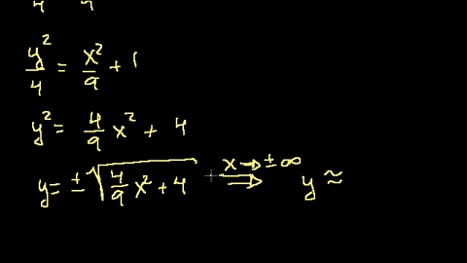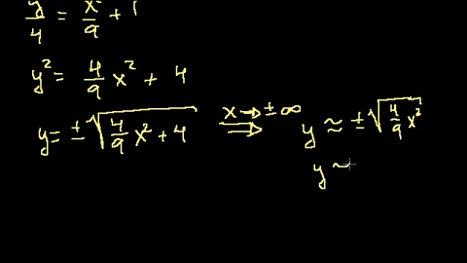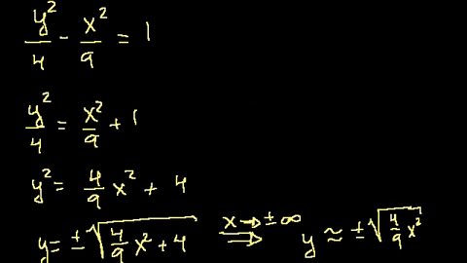So as you approach positive or negative infinity, this equation is approximately equal to plus or minus the square root of 4 over 9 x squared. And so y would be approximately equal to plus or minus, the square root of 4/9 is 2 over 3, right? Square root of 4 over square root of 9, times x. So these are the asymptotes. There's two lines here. There's y is equal to 2/3 x, and then there's y is equal to minus 2/3 x. So let's draw those two lines.